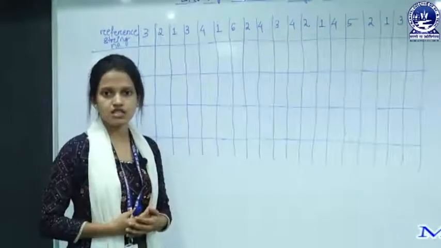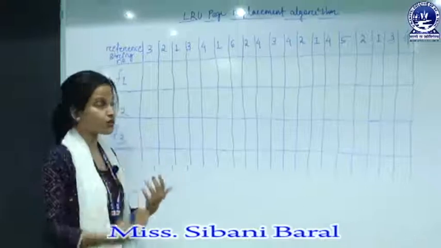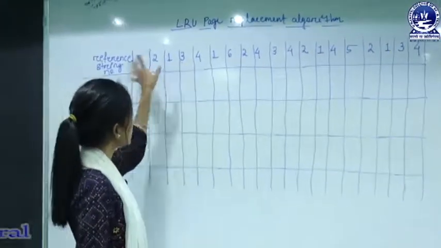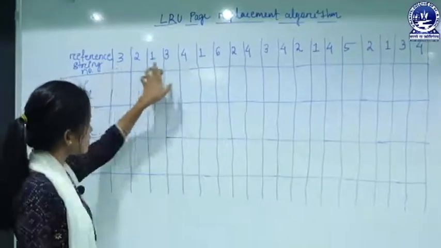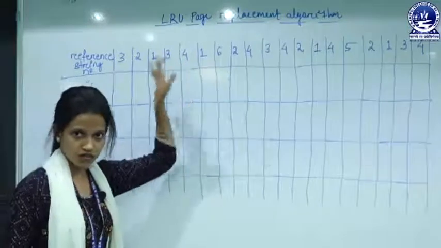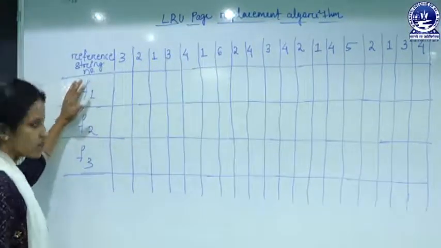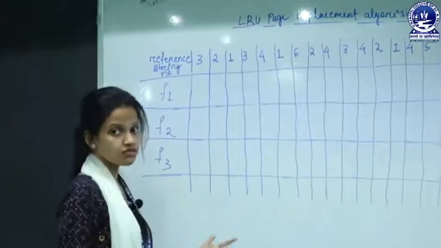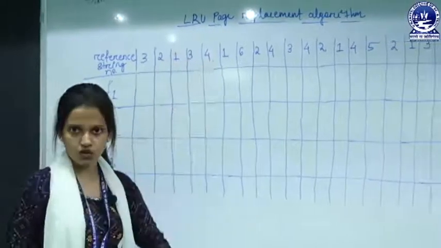Reference string means the CPU is going to request page number 3, then page number 2, 1, 3. These are the page numbers. We have one process and these are the pages of the process, and we have main memory divided into 3 frames. We are going to solve this numerical using the LRU page replacement algorithm.